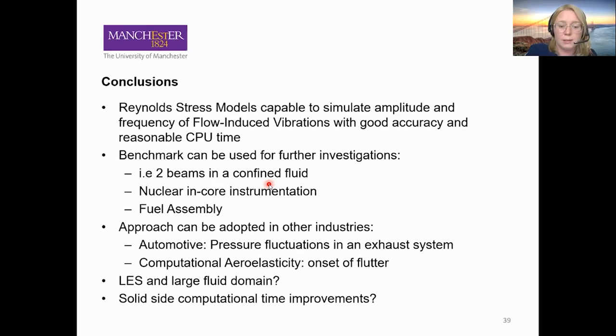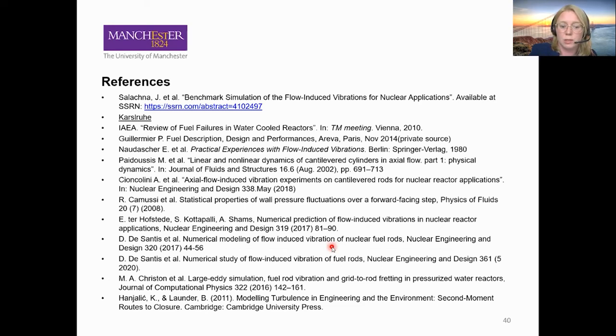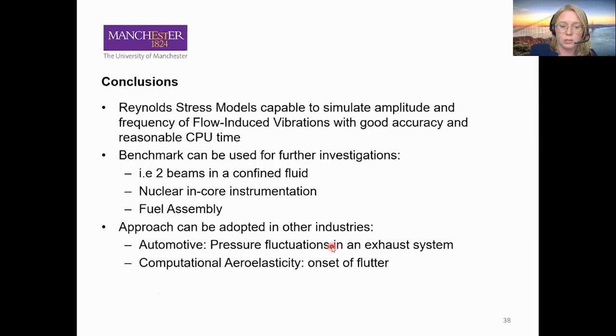aeroelasticity. But what about the LES simulation and the large fluid domain? If we have a large fluid domain and a small solid domain, can we still use LES? That's my first question. And second, whether I can use solids4Foam. And from the community, if you experience the same problem with the solid side, computational time, are there any improvements on that? So that's all from me. Here are the references I've used, and feel free to ask questions.